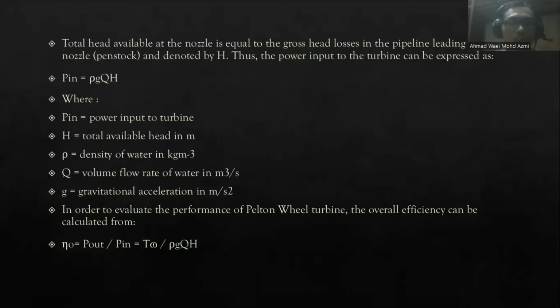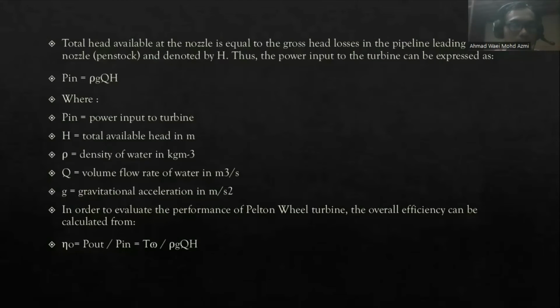The total head available at the nozzle is equal to the gross head plus the head in the pipeline leading to the nozzle, the penstock, denoted by H. The power input to the turbine can be expressed as P in equals rho g Q H, where P in is the power input to the turbine, H is the total available head in meters, rho is the density of water in kilograms per meter cubed, Q is the volume flow rate of water in meters cubed per second, and g is the gravitational acceleration in meters per second squared.